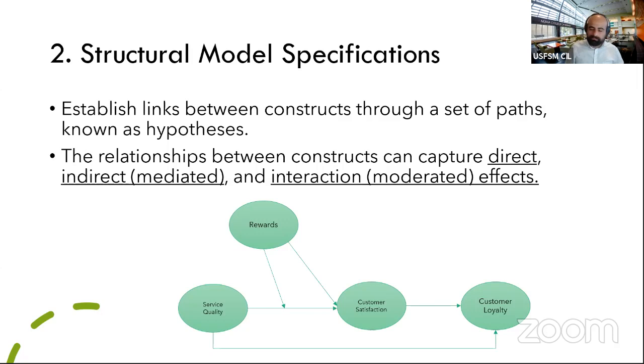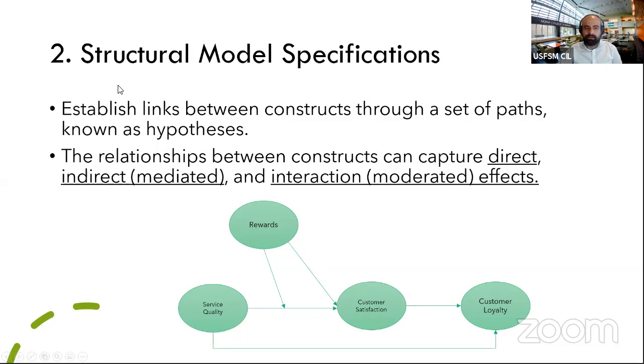Or to make it simple, in the structural model, you establish links between different variables, which are known as hypotheses, right? So if you look at this one, you will see that service quality impacts customer satisfaction, which impacts customer loyalty. And then you have rewards or bonuses or incentives or stuff like that that comes into the picture as well. I just made this up randomly. I don't know much theory about it, but I randomly made a diagram just to explain things.